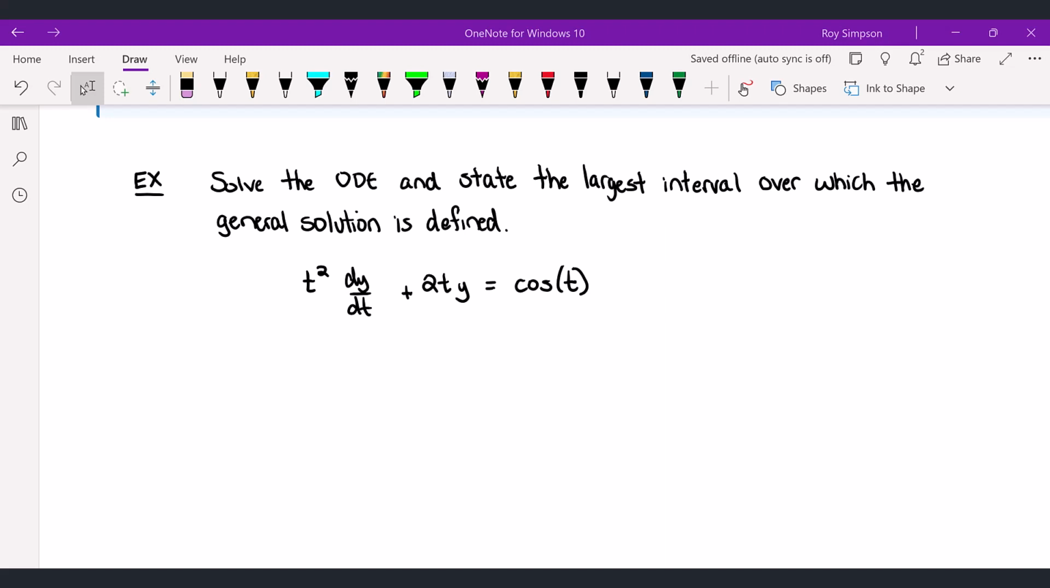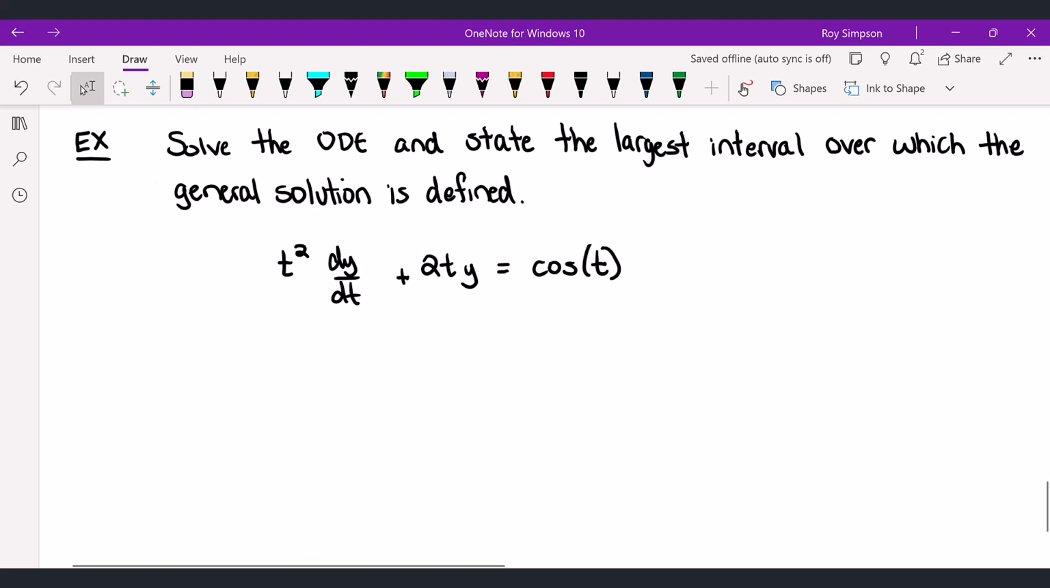Now, in this example, if you see something special about this, please don't say anything, because we're going to go through a long-winded process, not too long-winded, but at the end of it, we are going to observe something that would have saved us a lot of time. So the instructions said, solve this ODE, and then state the largest interval over which the general solution is defined.